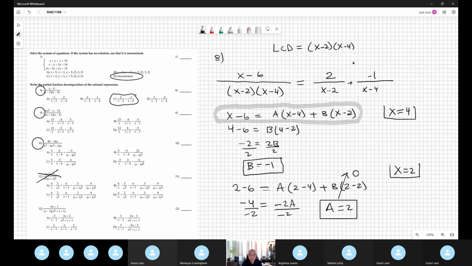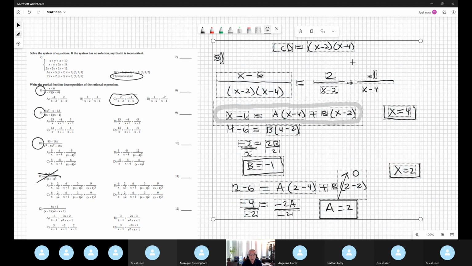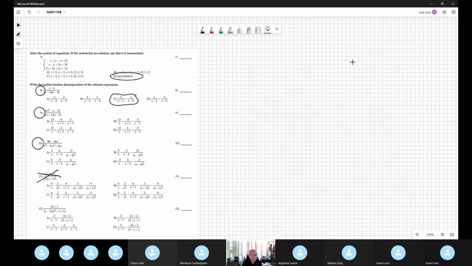Let's move into number 9. Number 9 is similar because it's 4x squared minus x minus 13, but I don't care too much. The numerator part is not important. Well, it's important, it participates in the game, but it's not important.